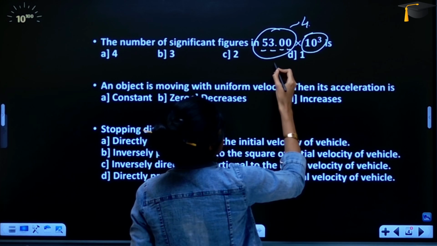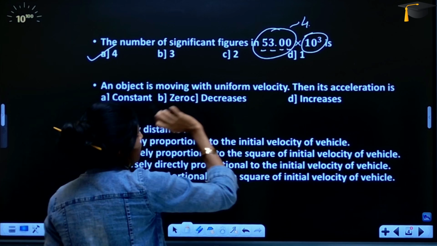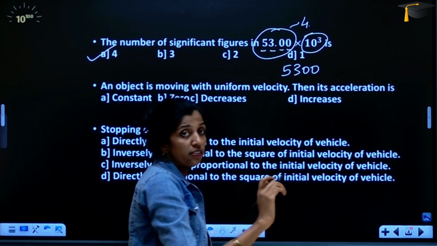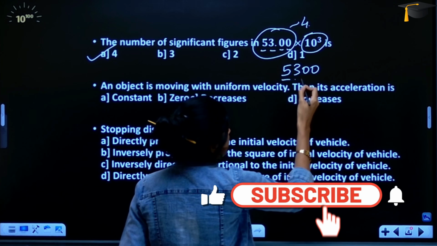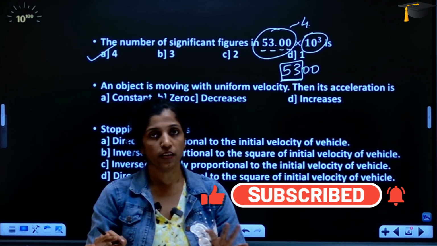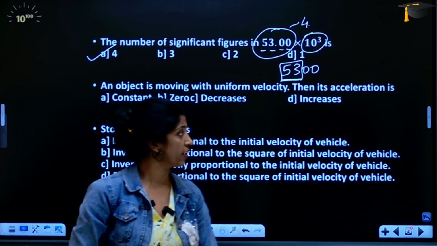So the option is option A, 4. In case the question was 5300, since there is no decimal, only 2 significant figures would be counted, students. Please remember this. A significant figures question is compulsory, and it will be asked for 1 mark.